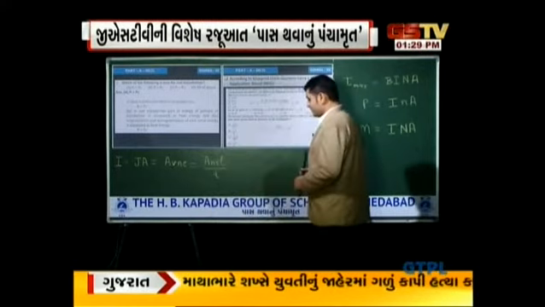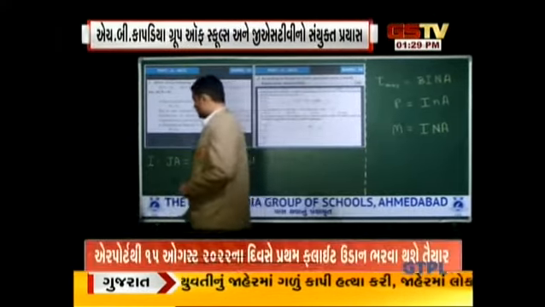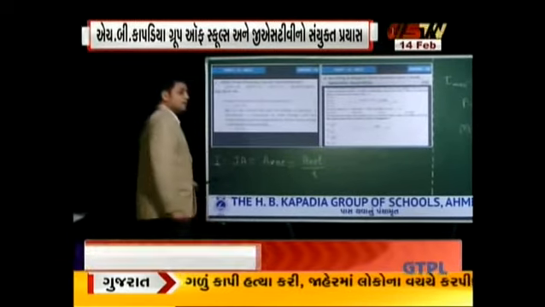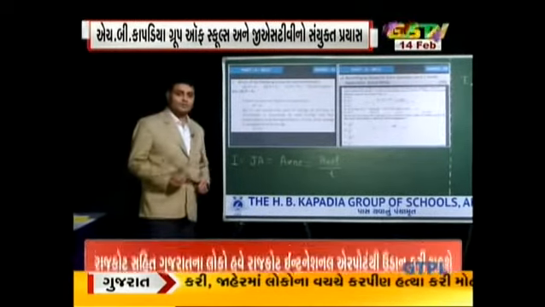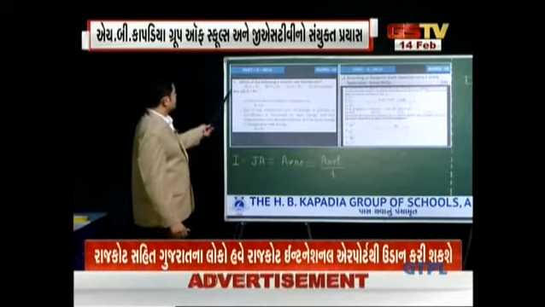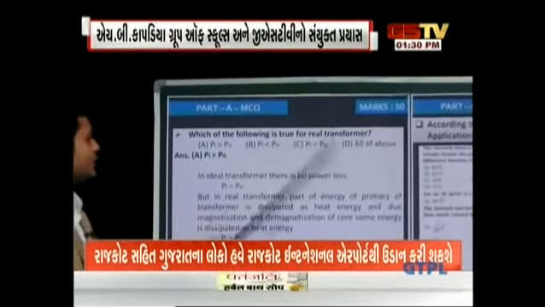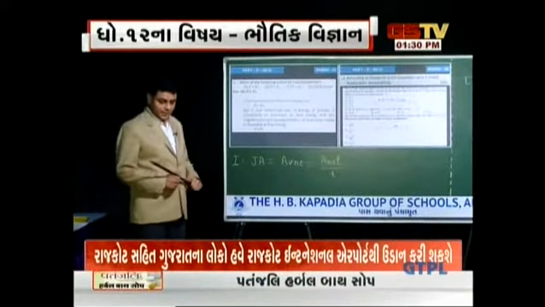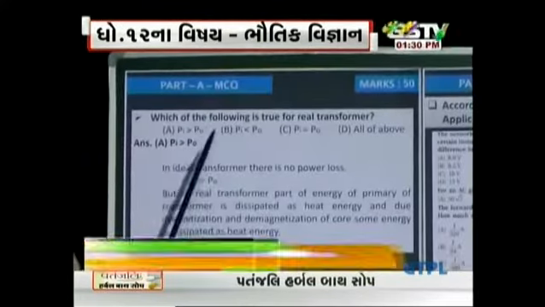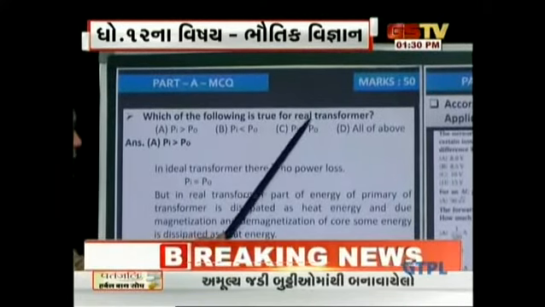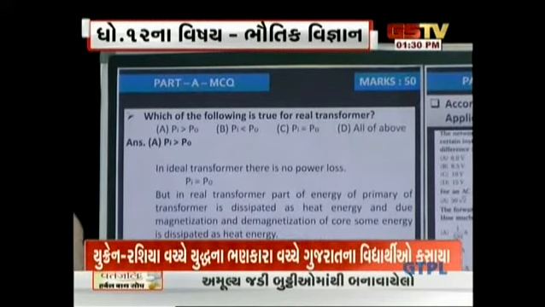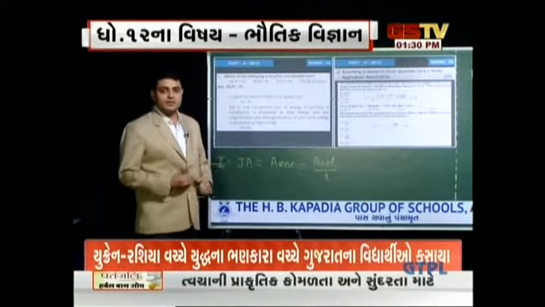So in our previous episode we saw some MCQs based on understanding. So I will show you one more MCQ based on that topic. One more question: which of the following is true for a real transformer? This is an understanding-based question. See, the question is about a real transformer. In our textbook it is given as an ideal transformer.